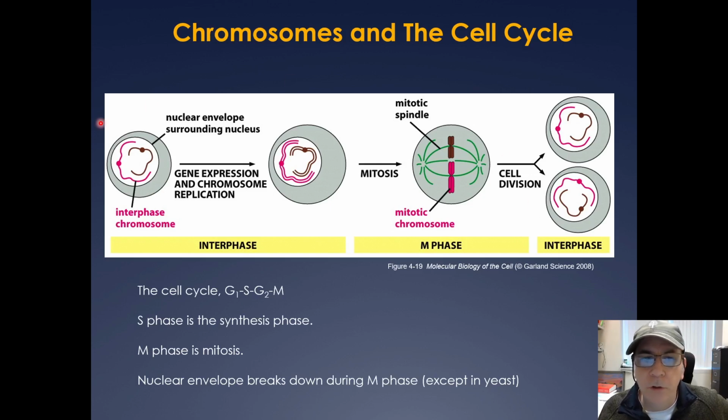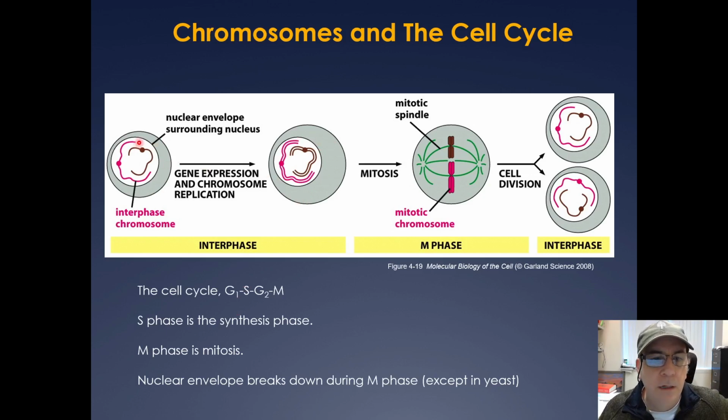Okay, so we're also going to cover the cell cycle later in the term, but this is a great time to start to learn about it, because there are two major phases in the cell cycle: interphase and M phase. Interphase is actually broken up into three different phases: G1, S, and G2. S being the synthesis phase, and that's where the DNA is actually replicated.